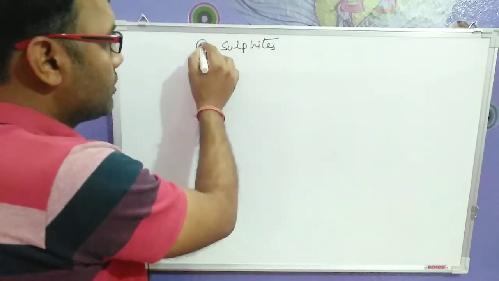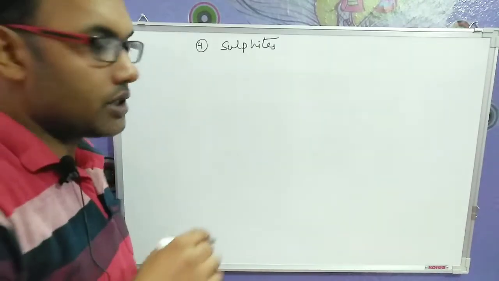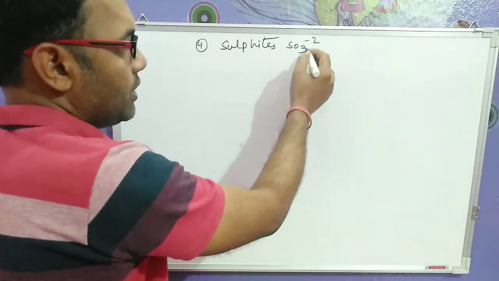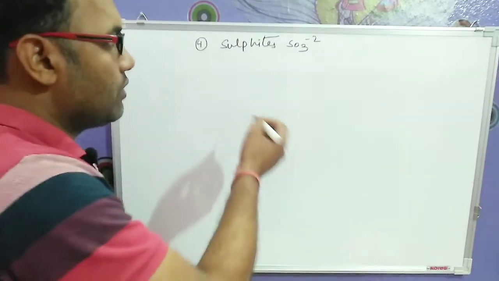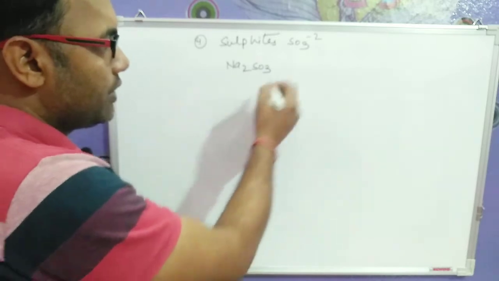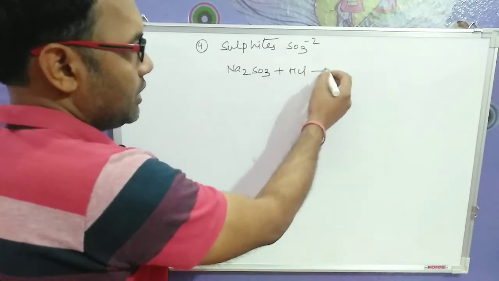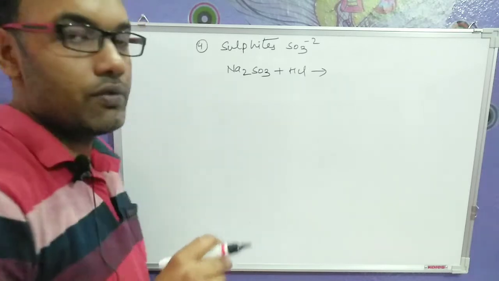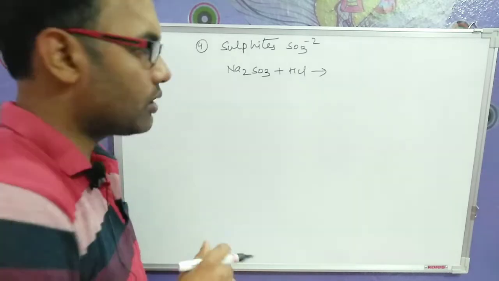Sulfites. Okay, this one will be your fourth equation. Sulfites means we are talking about SO3 2-. So any sulfite you take, for example, sodium sulfite plus HCl, we all know that if any sulfite is taken, it will always give you an end product, sulfur dioxide.